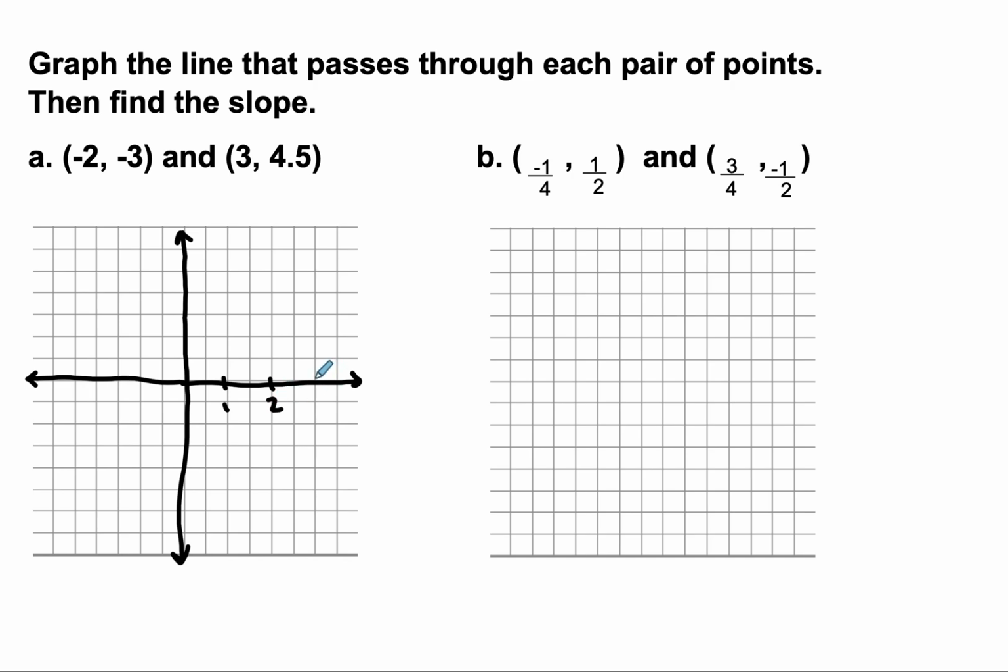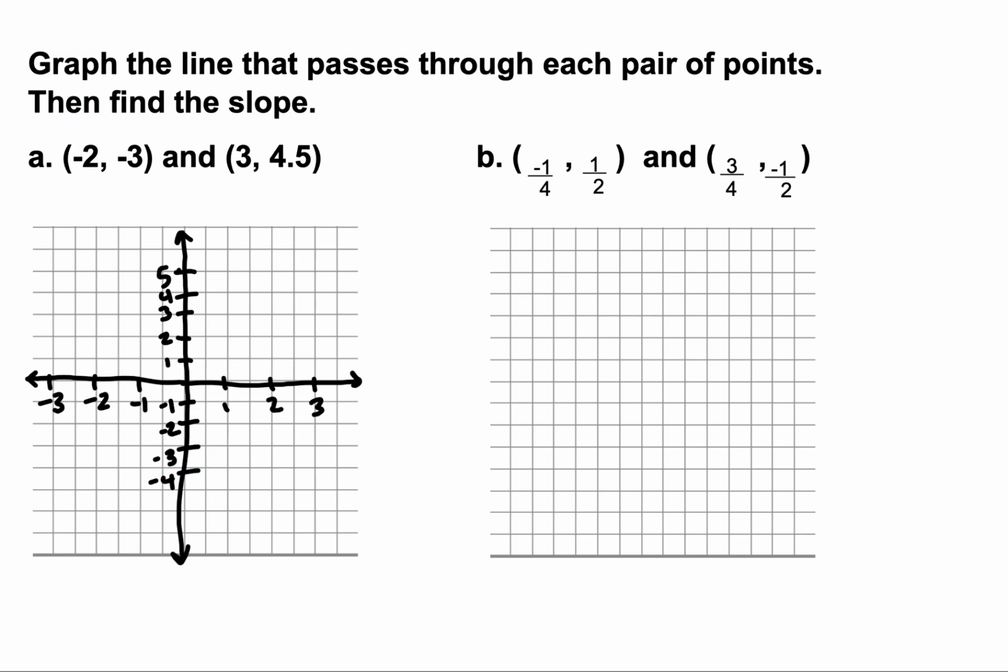1, 2, 3, -1, -2, -3, and then here I'm going to go by 2s. Actually, no, I'll go by 1s, but 1 every line. 1, 2, 3, 4, 5, -1, -2, -3. Okay.